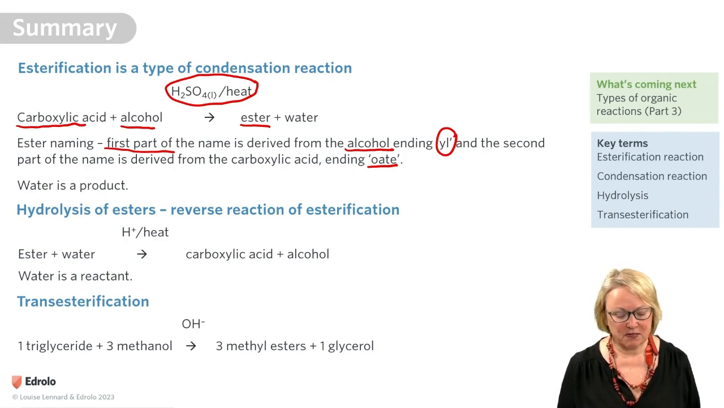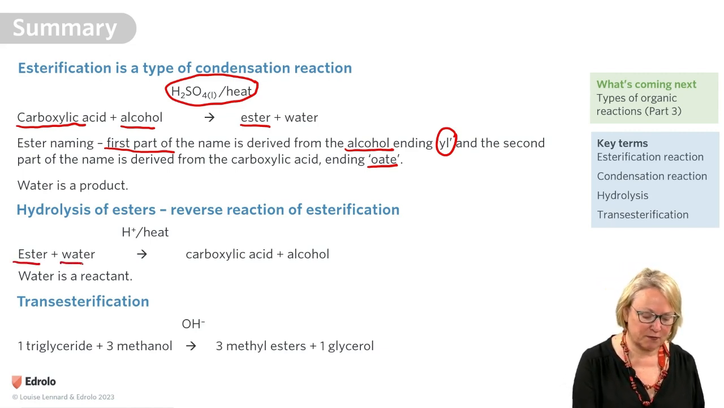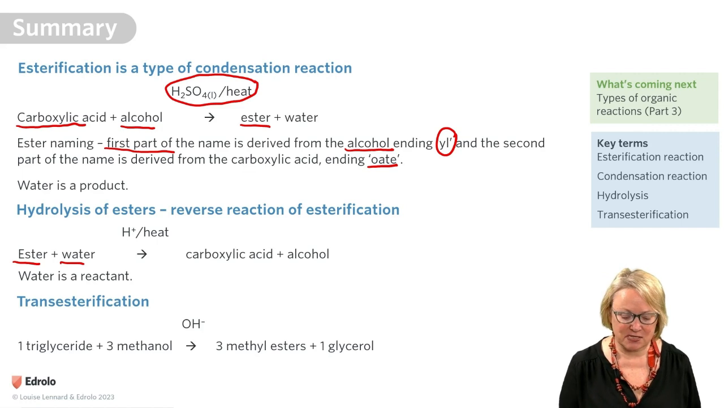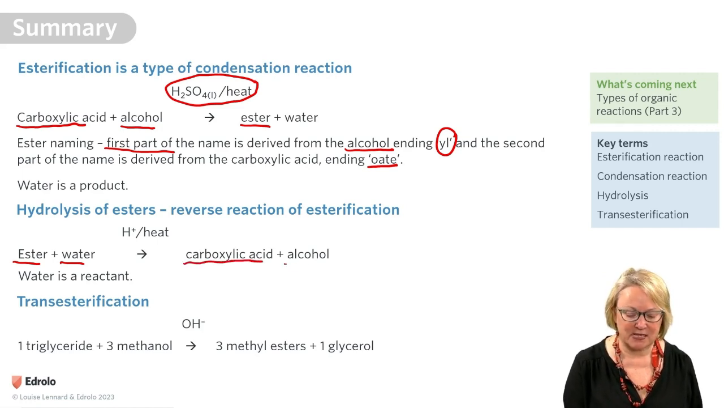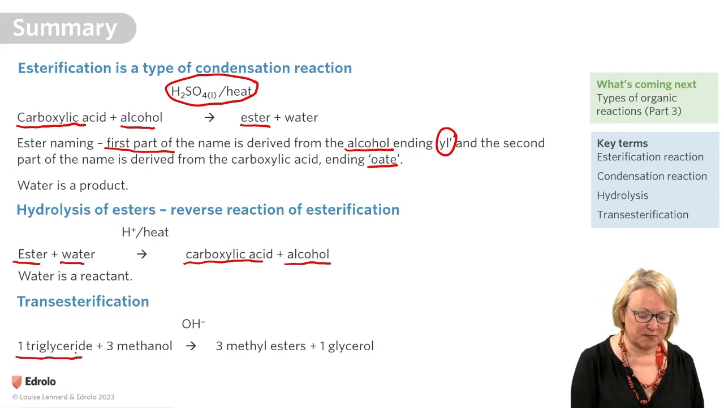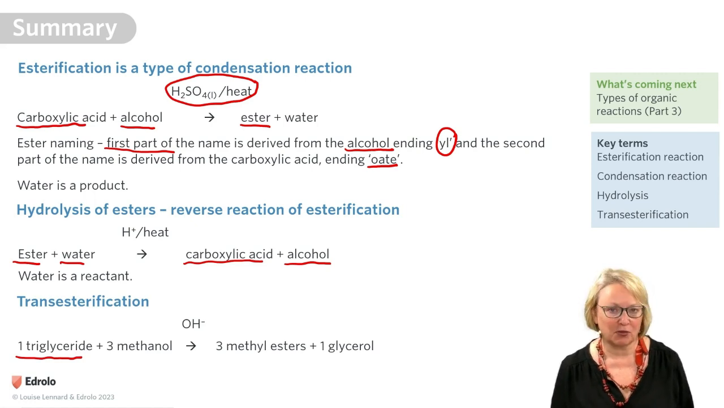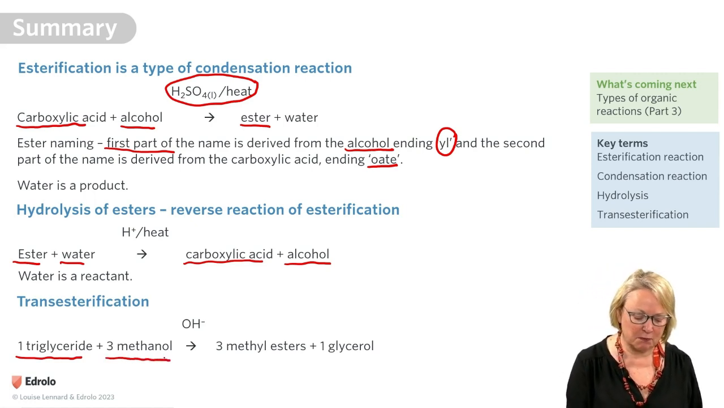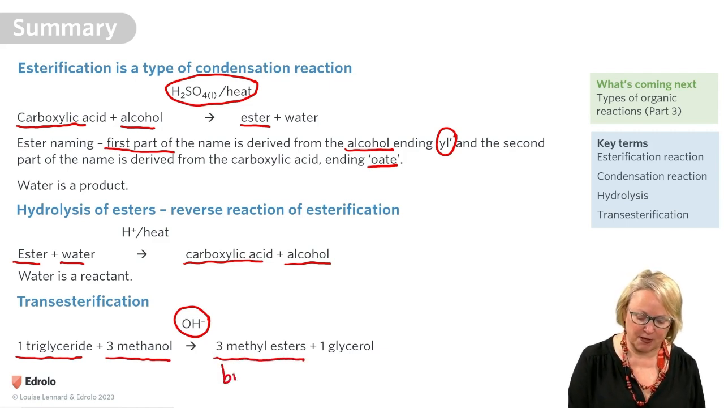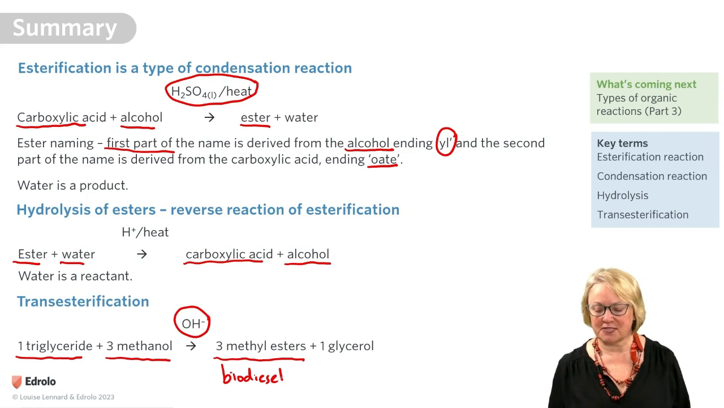Water is another product. Hydrolysis of esters is the reverse reaction of esterification. We start off with the ester. Water is a reactant. We use acid and heat as reaction conditions. We end up with a carboxylic acid and an alcohol. In transesterification, we start off with one triglyceride, for example, from plant or animal oils. We react it with 3 moles of methanol. In the presence of hydroxide ions, we produce 3 methyl esters, which are biodiesel, and 1 molecule of glycerol.